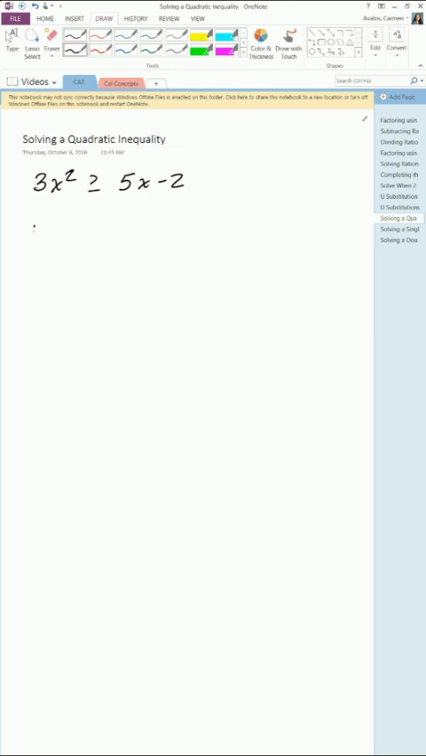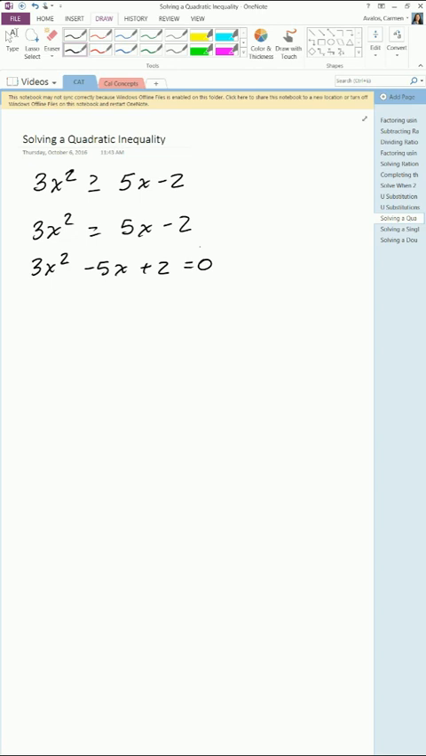One of the things that we do know is an equation. I know how to solve an equation. So what you do here is you change the inequality sign to an equal sign, and then we are going to set it equal to 0. So we get 3x squared minus 5x plus 2, and then it's going to equal 0.